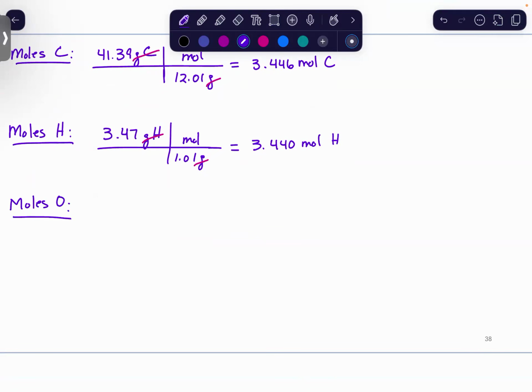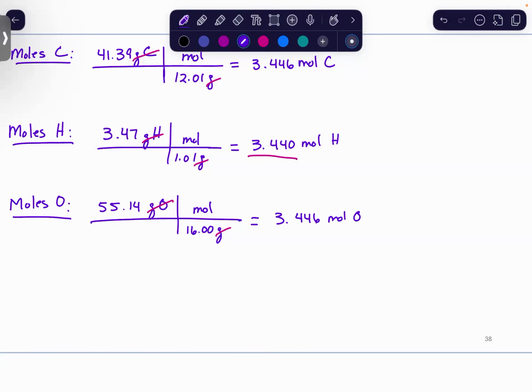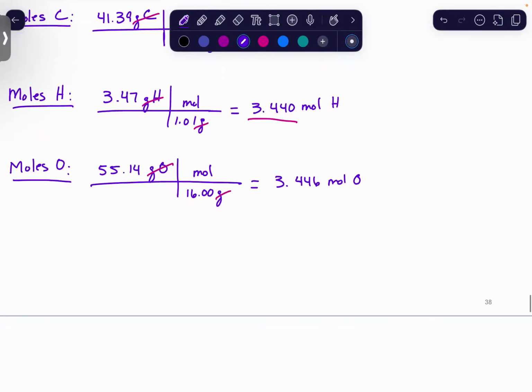And my moles of oxygen. Well, I found that I have 55.14 grams of oxygen. Oxygen is 16.0 grams per mole. I cancel out grams of oxygen, and 55.14 divided by 16.0 is going to give me 3.446 moles of oxygen. Now, these are all very close, but your 3.440 is your lowest number. So that's the one I'm going to use to make all my ratios.